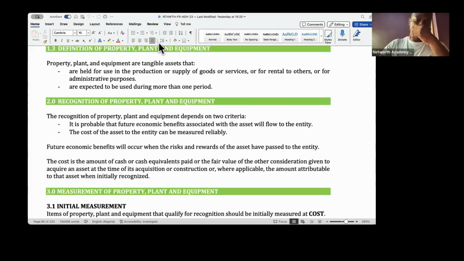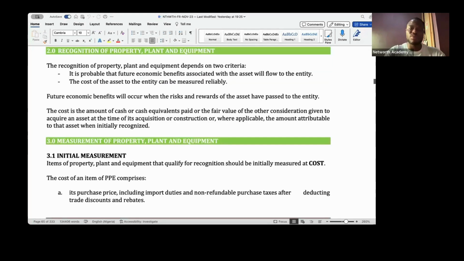The next thing is, okay, now we have recognized it. Then how do you measure it? Meaning how much? When we talk about measurement, the first thing we have to talk about is, at the date of the transaction, how much do you put in your books? That we call initial measurement. The date you bought the asset, at the date of the transaction, how much you put in your books.